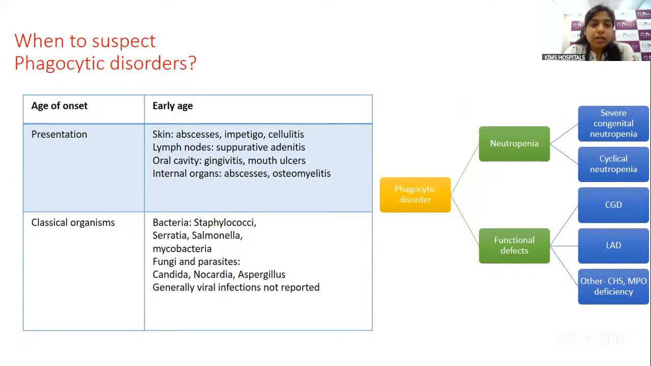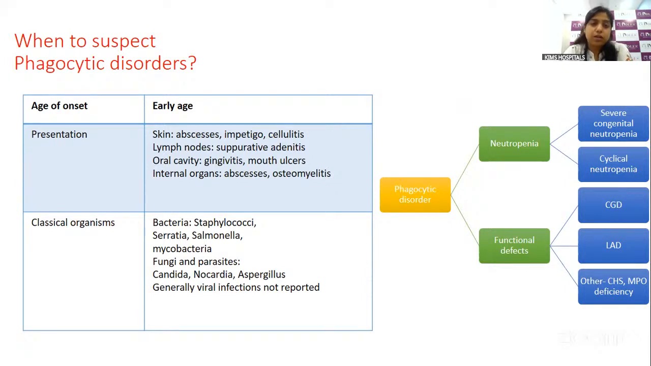The classical organisms isolated in phagocytic disorder are Staphylococci, Serratia, Salmonella, and Mycobacterial infection also can happen. In fungus, generally Aspergillus is one of the common organisms in CGD. However, they can have Candida and Nocardia also. Generally, viral infections are not commonly seen in phagocytic disorders.